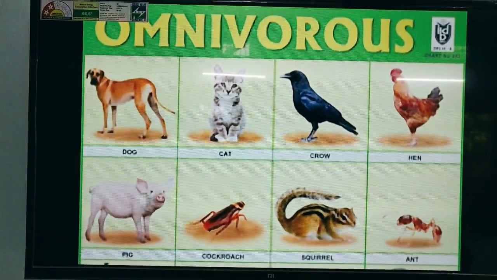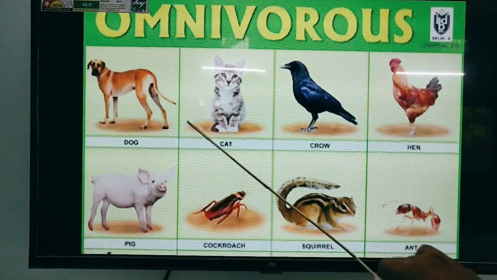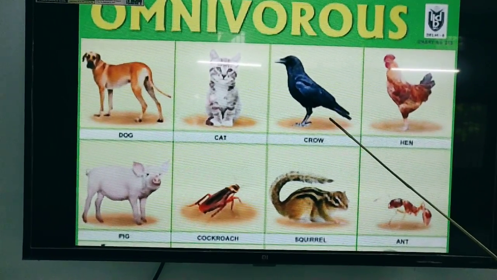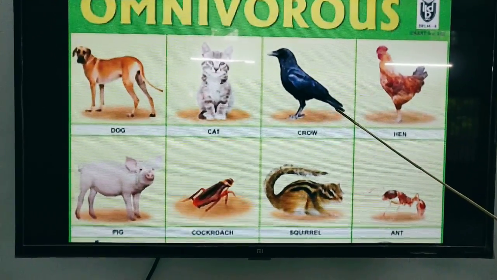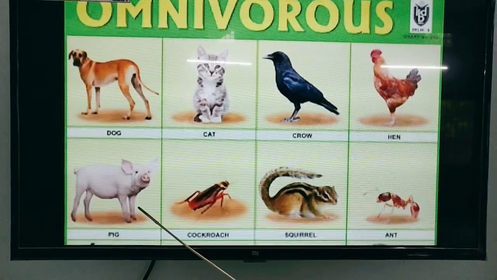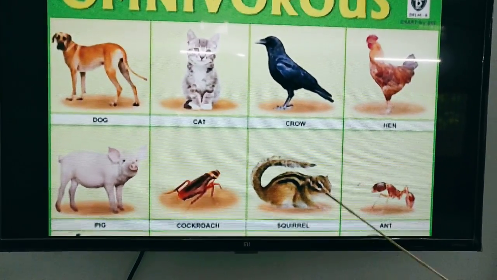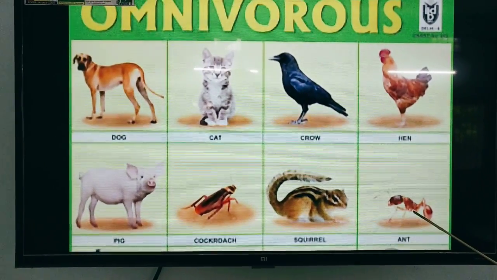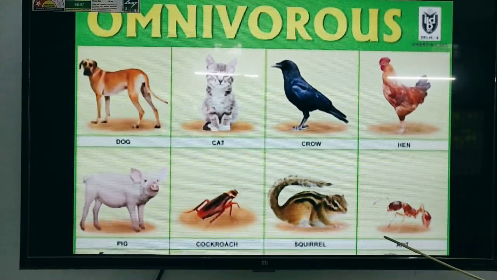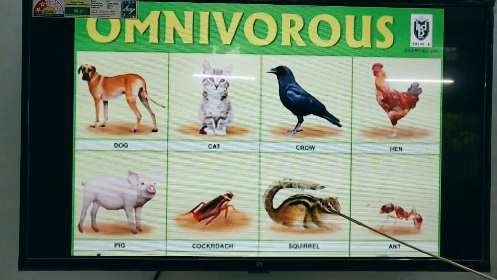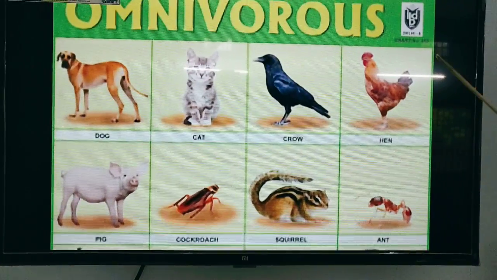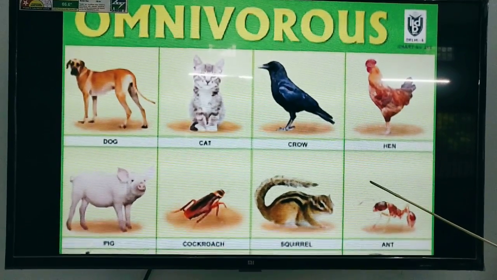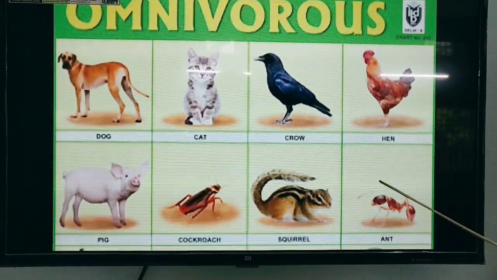So here the examples of omnivores. Yes, here a dog, cat, hen. These two we discussed here. Yes, you can observe crow also an omnivore, right? Hen, pig, a cockroach, and a squirrel, and surprisingly ant. Ant also omnivores. Have you ever seen ant eating some other animals? I mean, not ant eating tiger or lion. Ant eating small, very small creatures. So maybe ant also eats the tigers and lions when they die, right? Okay.